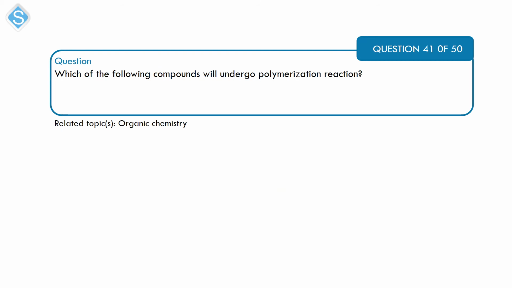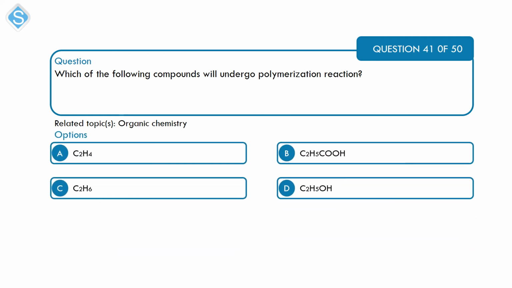Next on organic chemistry, which of the following compounds will undergo a polymerization reaction? A, you have an alkane, B, you have an alkanoic acid, C, you have an alkene, and D, you have an alkanol.